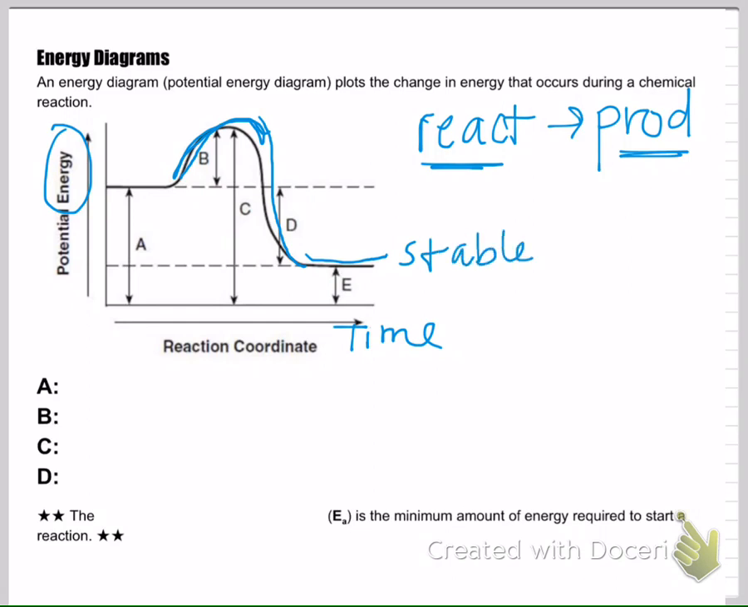So the reactants are basically right here. This is how our reaction gets going. The activation energy is this barrier that we have to overcome to get the reaction started. And then the energy of the products is noted by this letter E. If your products are low in energy, that makes them stable. And if they end up right up here, they have high energy and they're unstable.